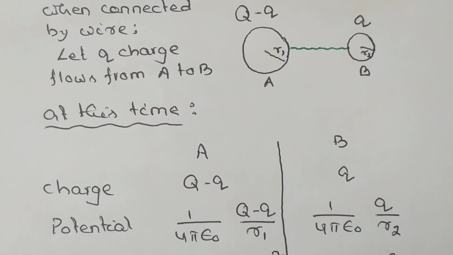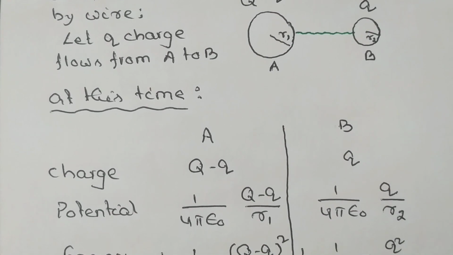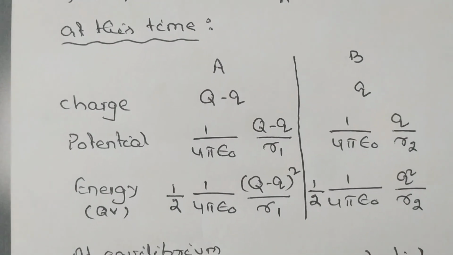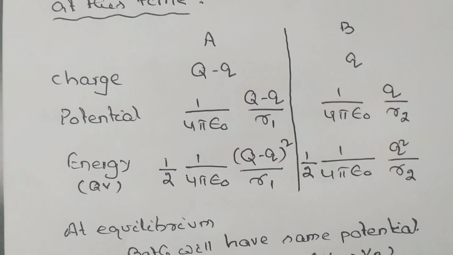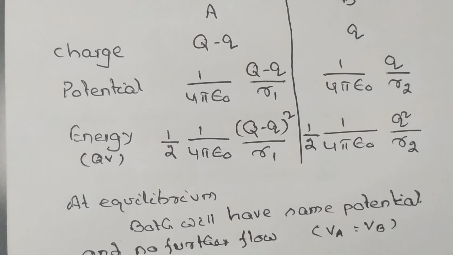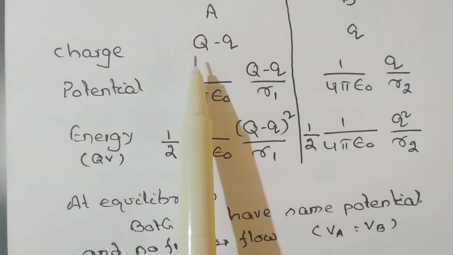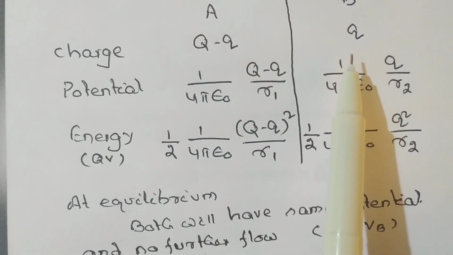But there is another concept when both are concentric spheres, or one sphere is inside another sphere. At that time the situation is different, but here the spheres are separated by some distance. That is why charge will flow from body A to body B. Now when q amount of charge flows from body A to body B, after flowing of charge q, at that instant we will check the charge, energy and potential. The charge on body A is Q minus q because q amount of charge has been given to body B. That's why charge on B is q.